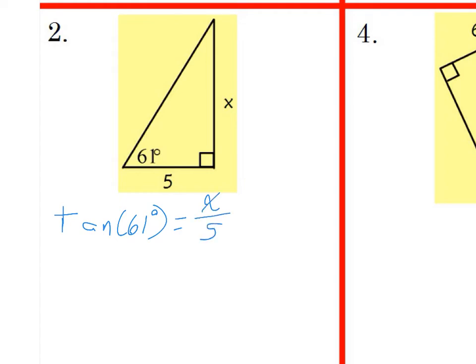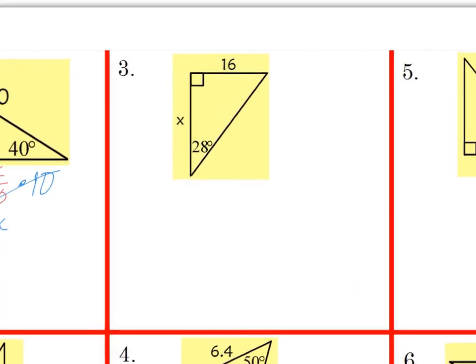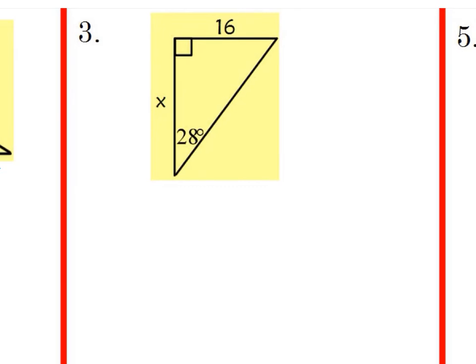Just like the other one, x is divided by 5, so I'm going to multiply by 5. I promise this changes up here in just a minute, so you got to pay attention. 5 times the tangent of 61 degrees equals x. And you type that in your calculator. I'm trying to work on the solving part of this because it's the difficult part. Punching that in your calculator, people never really have trouble with that. I mean, it's just type it in.